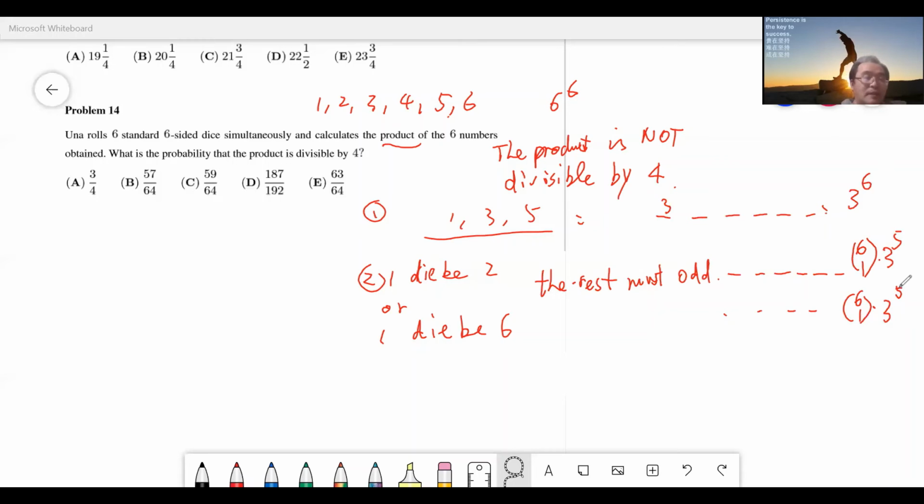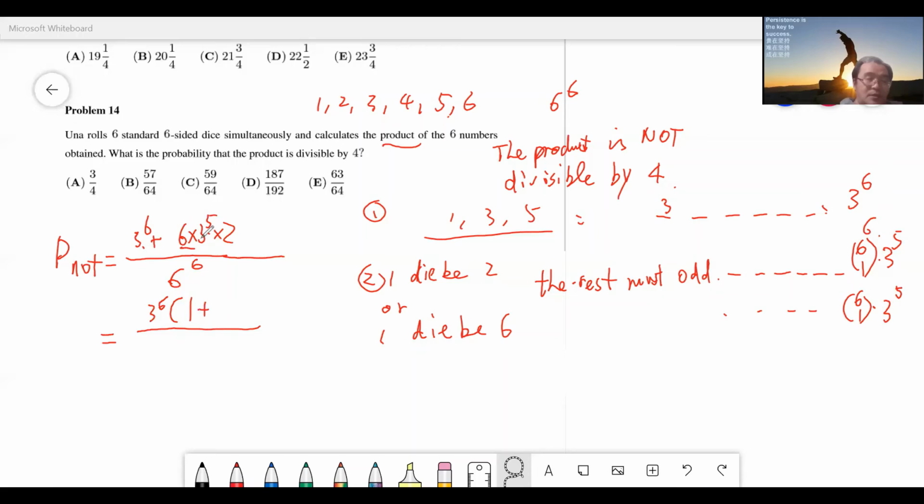So now we look at the probability of not being divisible by 4, which equals 3 to the power 6 plus 6 times 3 to the power 5. Then plus another one, we just multiply by 2 again. Over the total possible, that's 6 to the power 6. So we can simplify this. We can factor this 3 to the power 6 out. Then we have 1, plus 3 to the power 5.